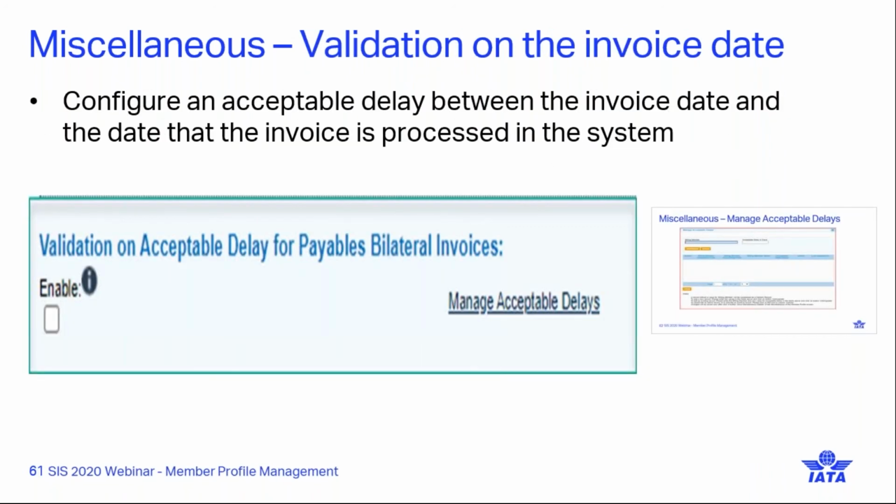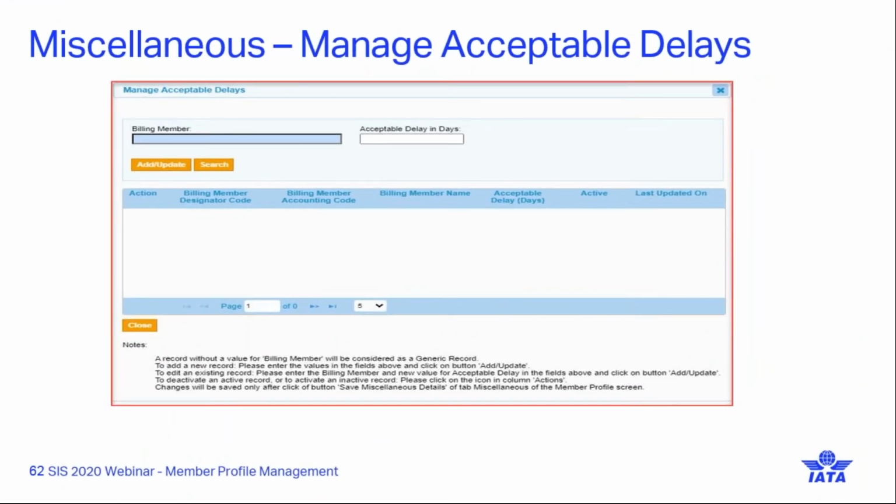Finally, miscellaneous allows you also the validation on the invoice date. So this allows you to control the acceptable delay between the invoice and the actual date when the invoice is submitted in the system. If you enable it, you will see, as we zoom in, how to manage acceptable delays per billing member and the acceptable delay in days.